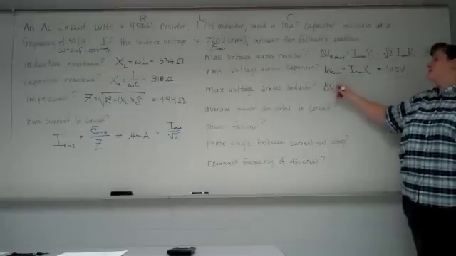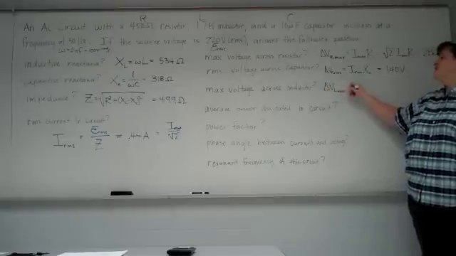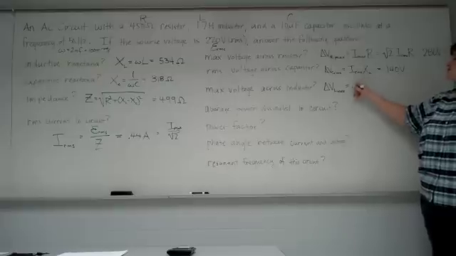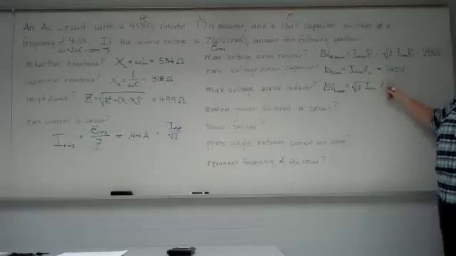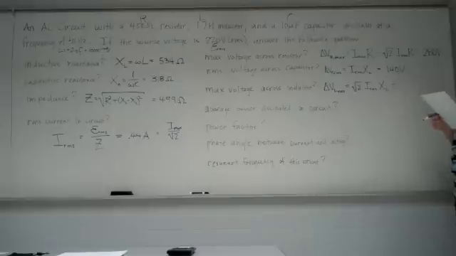Maximum voltage drop across the inductor. Again, we'll need the maximum current, which is the square root of 2 times the IRMS, times X sub L. Maximum voltage drop across our inductor is 332 volts. Questions on any of those?